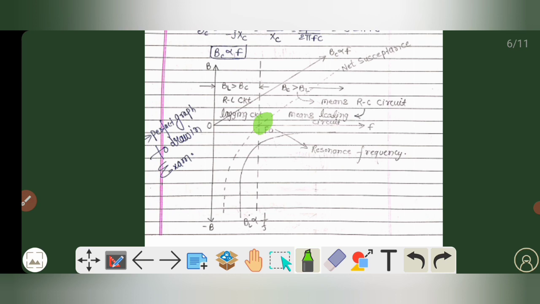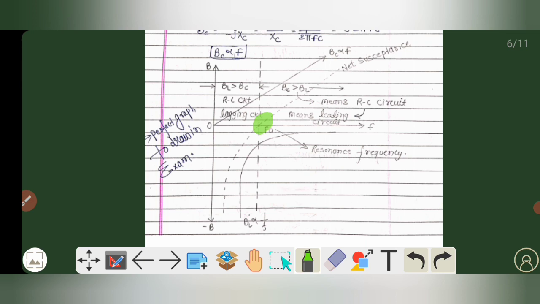So if we talk about below the resonance frequency, as you can see here, below the resonance frequency the value of inductive susceptance is greater than capacitive susceptance. So here the circuit will behave as an RL type circuit, and will be lagging in nature.